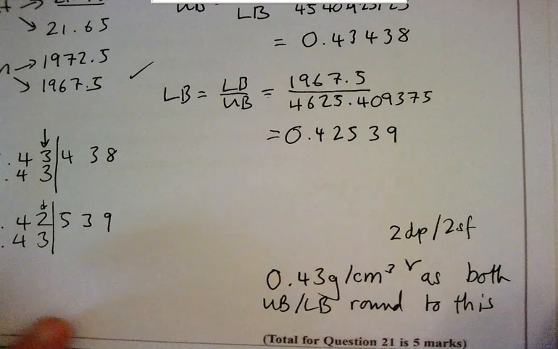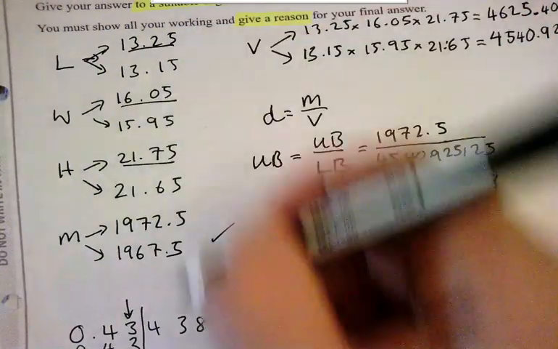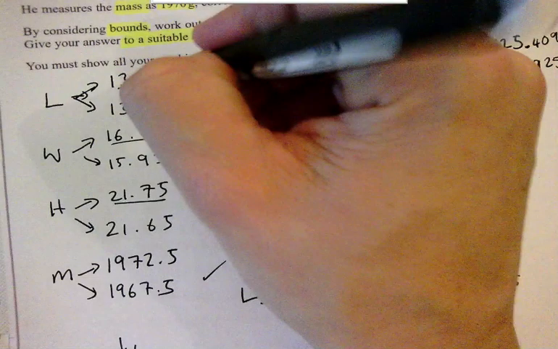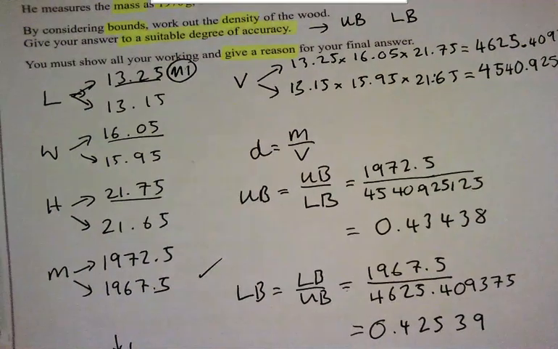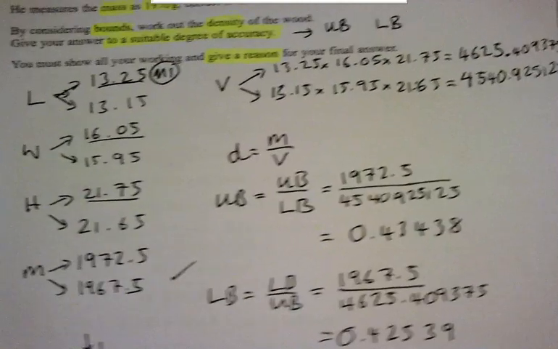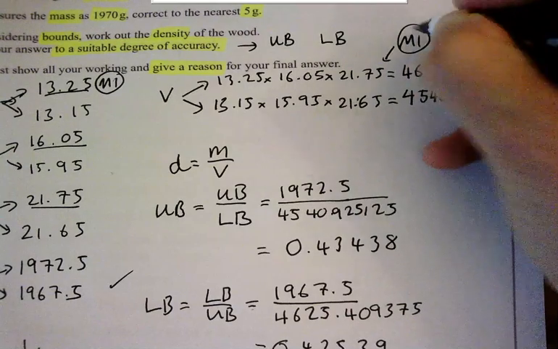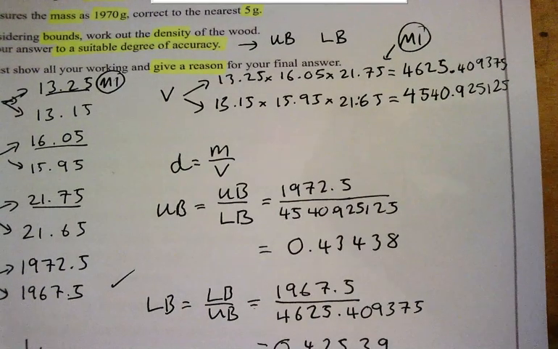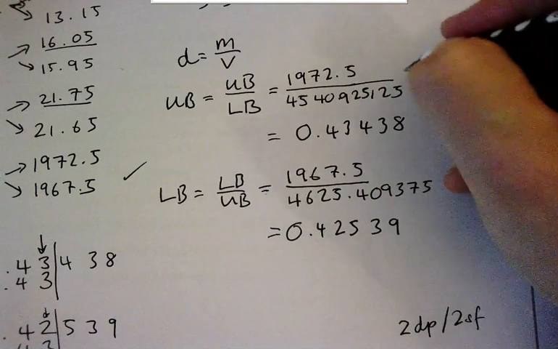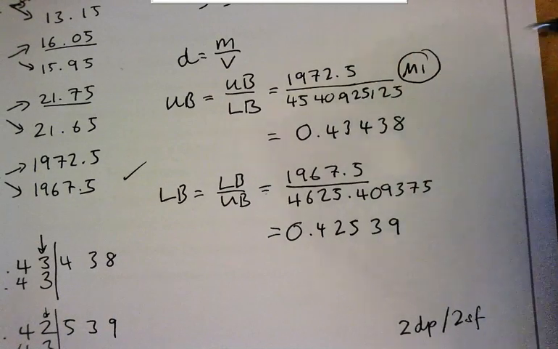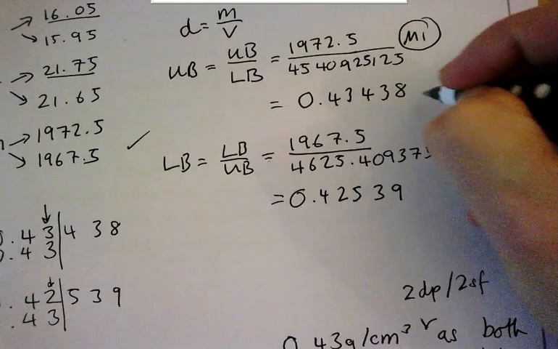You would get 1 mark for a correct bound for any lengths or masses. So just one of these values gets you a whole mark. You'd get 1 mark for a correct calculation for your volume. So this gets you a mark. You would get 1 mark for a correct calculation for density. So this is a mark. You would get 1 mark for having both of these values.